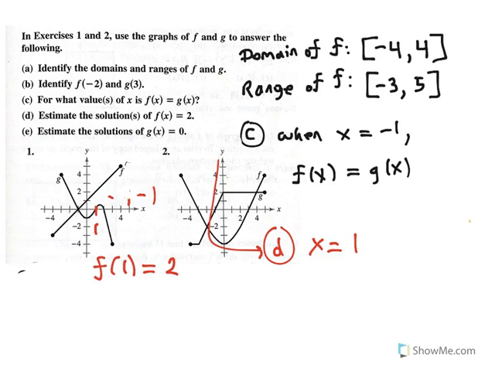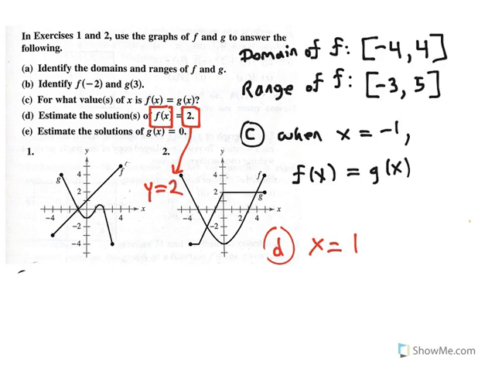Another way you can understand that is you can think of it as solving this equation. F of x is equal to 2. So that's y is equal to 2, whose graph is a horizontal line. And where does the graph of f intersect the horizontal line? At x is equal to 1.